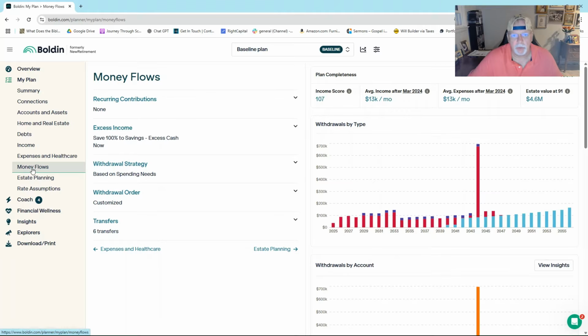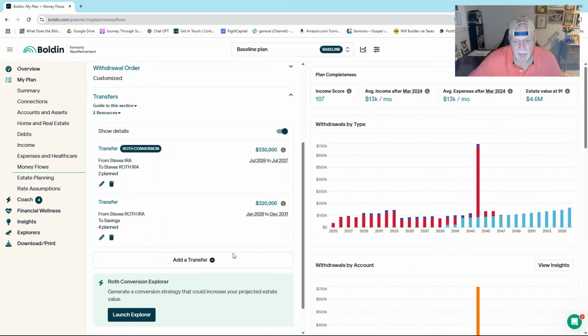That's under money flows. Makes sense, right? You're moving money from one area to another. And we can take a look. So here's the first one. This is where I'm going from Steve's IRA to Steve's Roth IRA. Bang. And this is where I'm taking it from a Roth IRA and sticking it into savings. So your first question you may ask, well, why do you stick it into savings? And you can see it's 4 transfers.